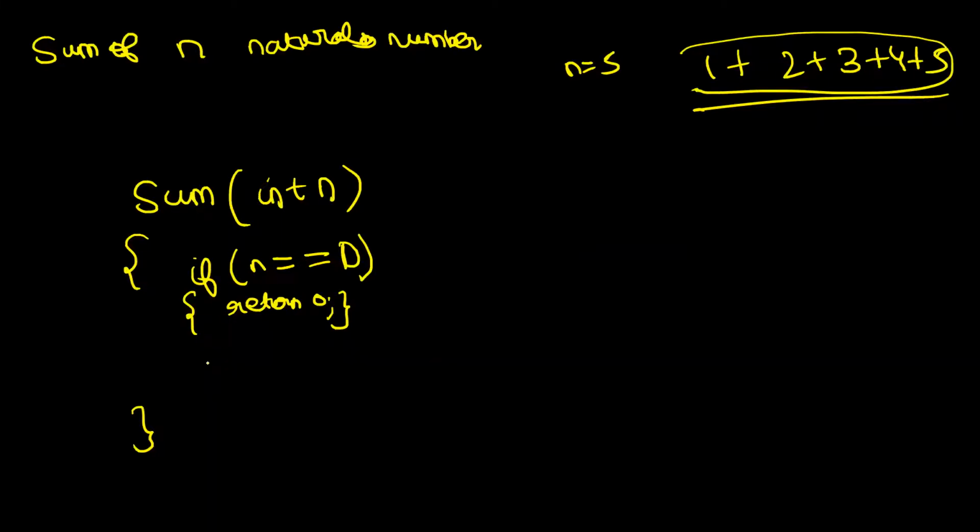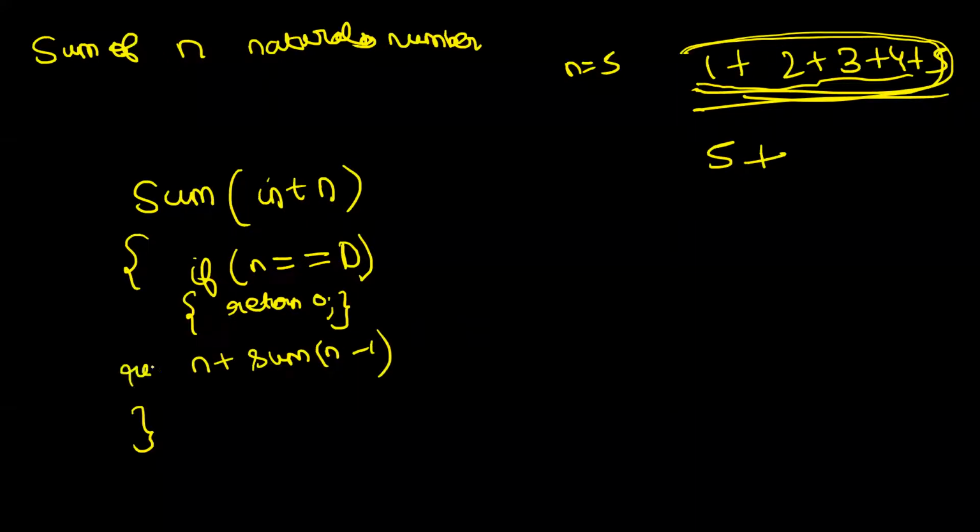Otherwise, what I will say, boss, you have to find the sum of the first n natural numbers, right? So if you have to find the sum of the first 5 natural numbers, it is nothing but 5 plus the sum of the first 4 natural numbers. So the sum of the first n natural numbers is n plus the sum of the first n minus 1 natural numbers. You return this. Okay, so I think everyone understands this part, right?